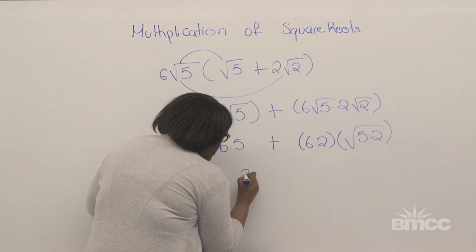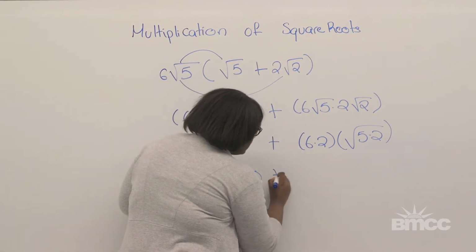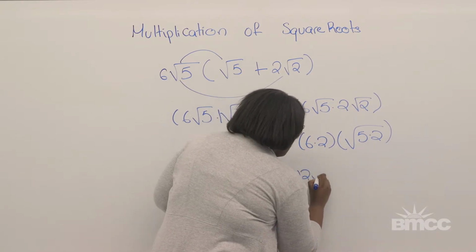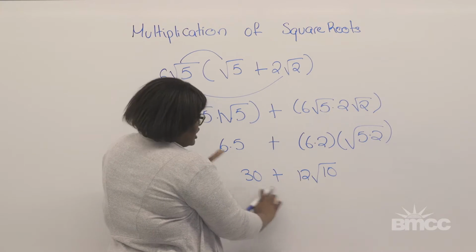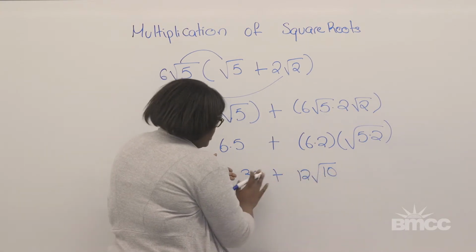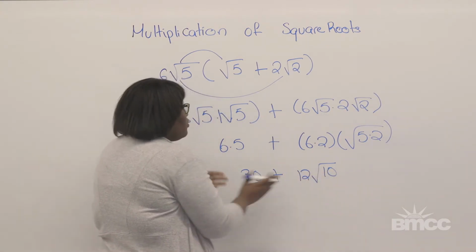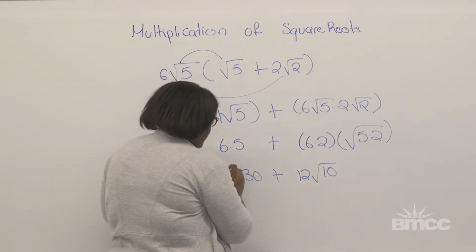This will give us 30 plus 12 radical 10. And since 30 does not have a radical beside it and it's not radical 10, we can't do anything. This will be our final answer.